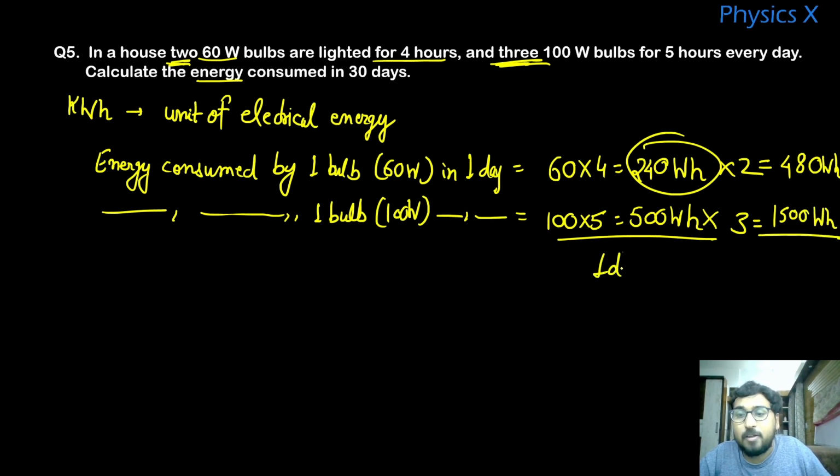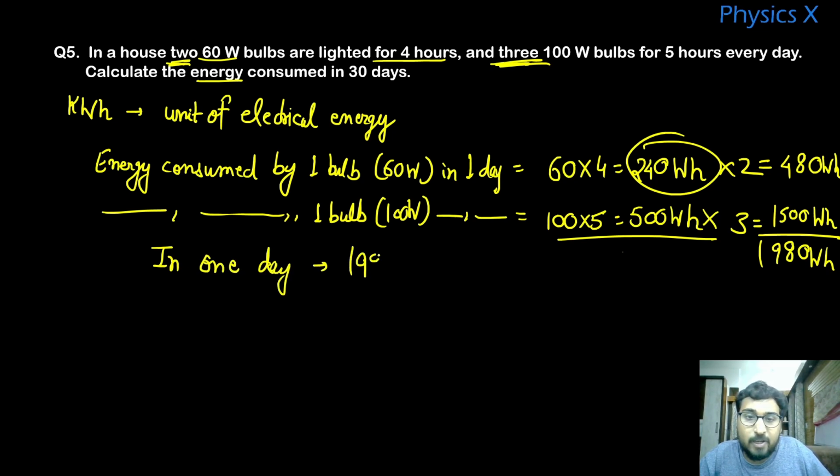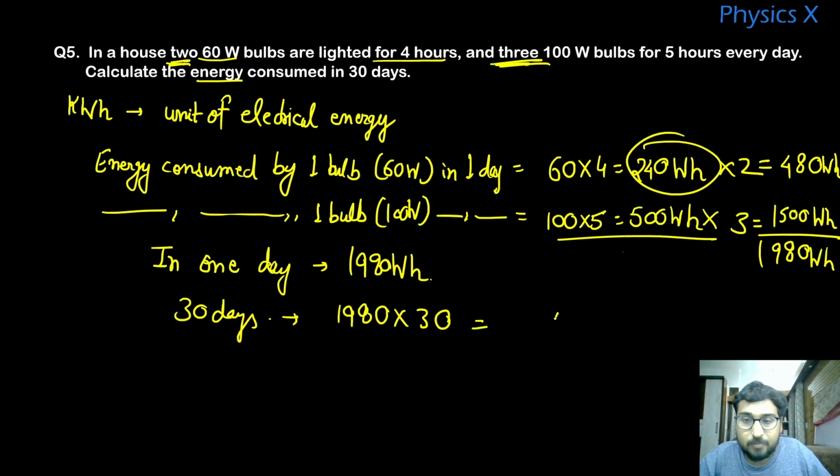Now for one day you will calculate, right? Because there are three bulbs of this and two of this. So now you will calculate, right? 1980 watt hour. So in one day you can see that the consumption is 1980 watt hour. For 30 days you can simply multiply this by 30, right? So what it is? 59400 watt hours.